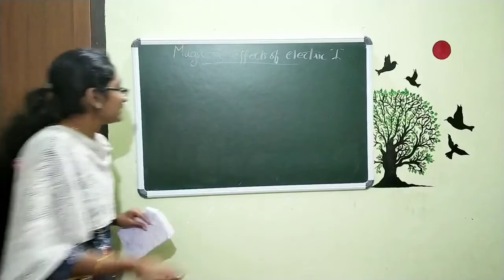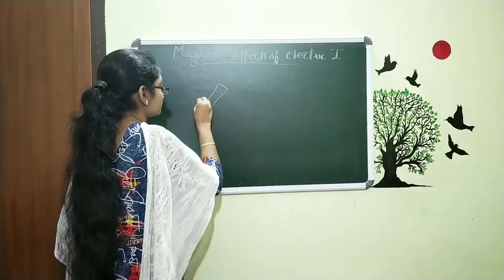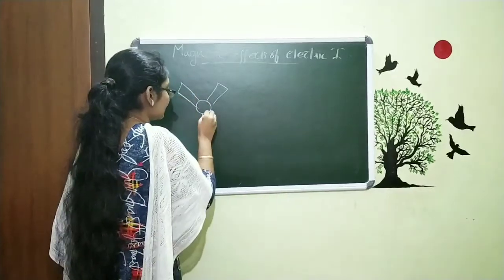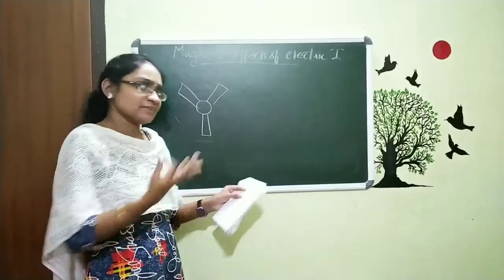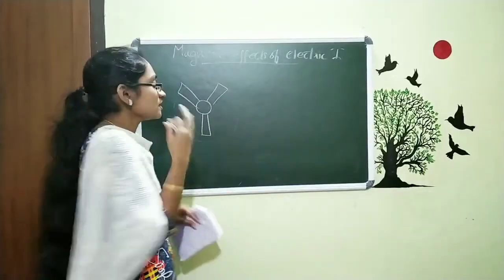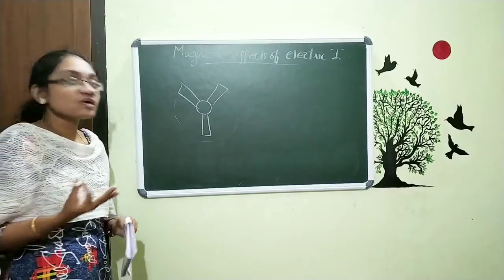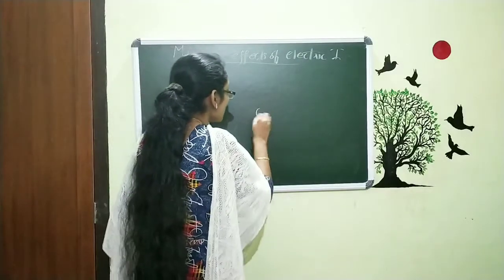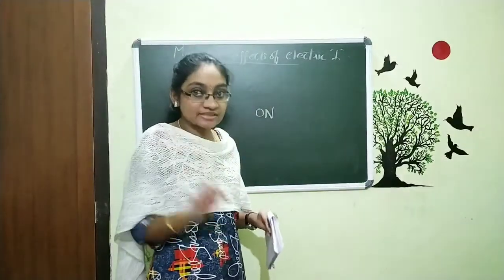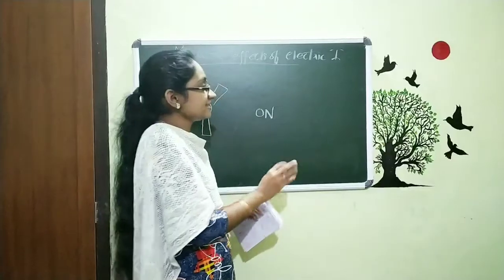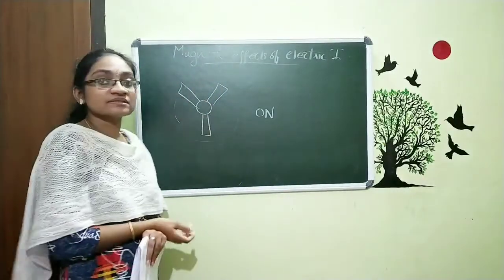The leaves of the fan are getting rotated. The leaves of the fan are rotating in a particular direction, maybe clockwise or anti-clockwise. So, it is getting rotated. What are we doing? We are just switching on. That means we are completing the circuit. Then the electricity is flowing and this fan is rotating, which means what?